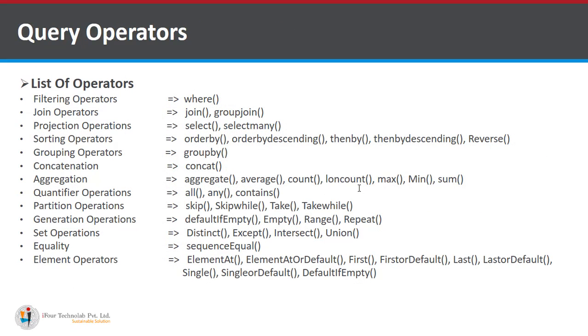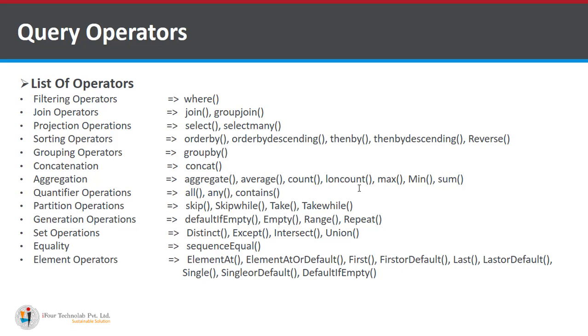Here is a list of query operators. For filtering, you have to use where. For join, you have to use join or group join. Projection operators are select and select many. Sorting operators are order by, order by descending, then by, then by descending, reverse. Grouping operators are group by. Concatenation operators are concat. Aggregation operators are aggregate, average, count, long count, max, min, sum.